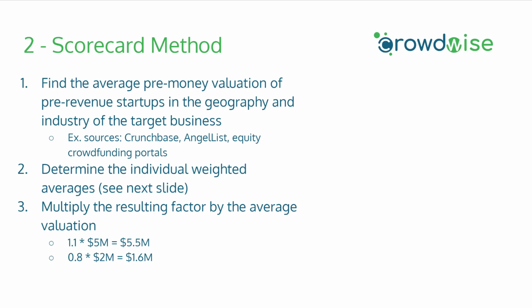So, if you had a factor of 110% or 1.1 and a representative startup population of, say, 5 million, that would result in a 5.5 million valuation for the company you're looking at. If you had a 0.8 factor at a 2 million valuation for compared startups, that would result in a 1.6 million valuation for the current company.